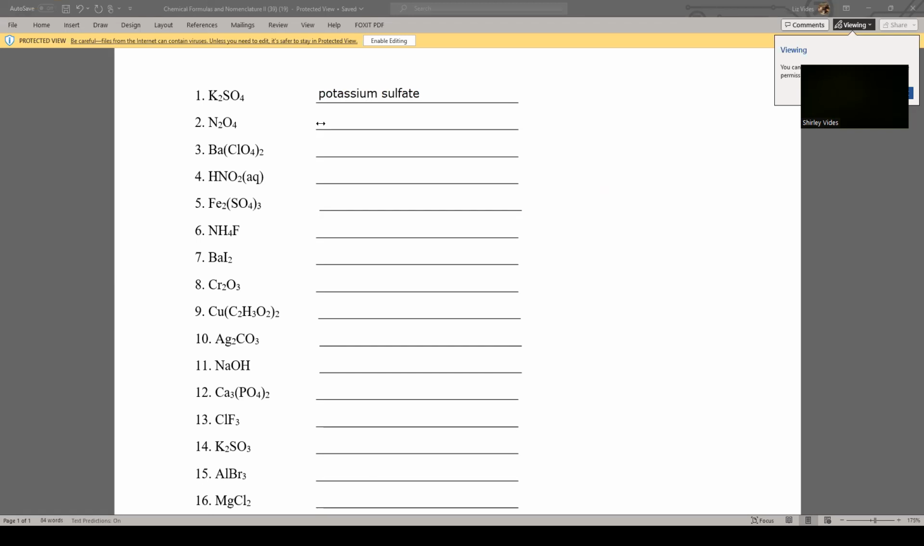This one's easy too because it is a covalent. So di-nitrogen, and then it's tetra, right? Because it's 4. Tetra, so, sorry, tetroxide. All right, and then this one again is an easy one because barium is not a transition metal, and that's perchlorate. So perchlorate. That was easy.